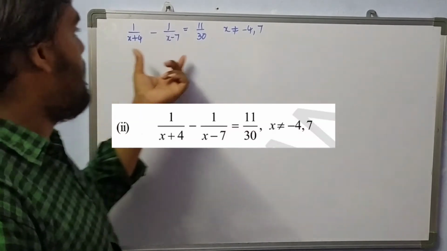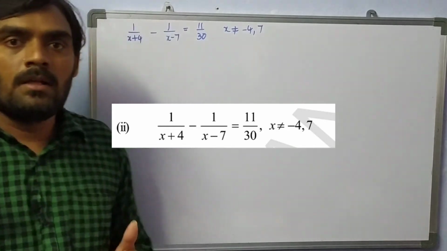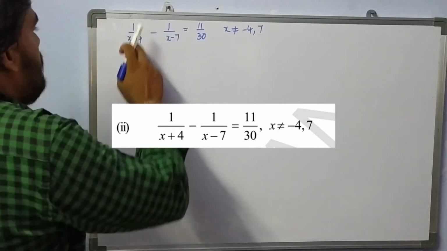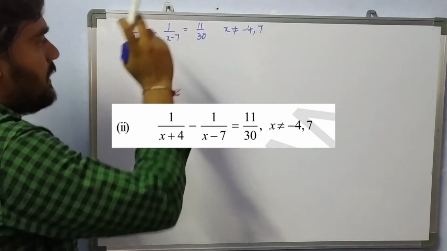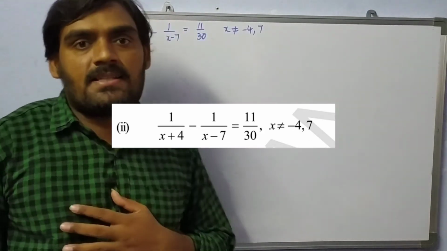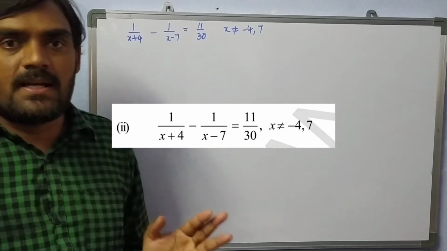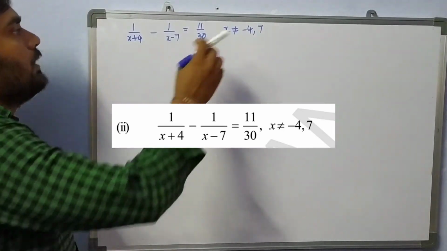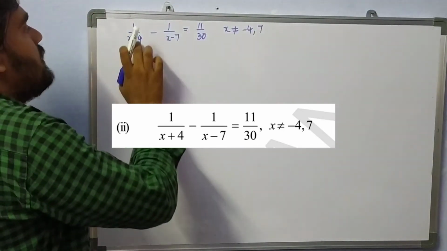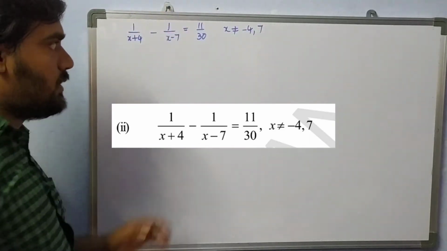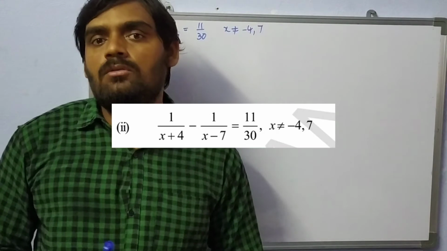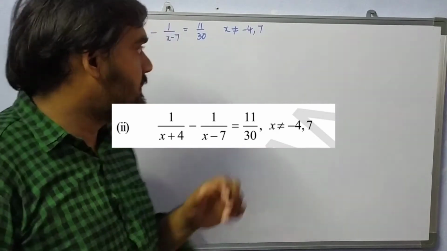Okay, coming to the second problem. In the third question, 1 by x plus 4 minus 1 by x minus 7 is equal to 11 by 30, where x is not equal to minus 4 and x is not equal to 7. If x is equal to minus 4, it is not defined; x is equal to 7, it is not defined. So that only they give x is not equal to minus 4 and 7.